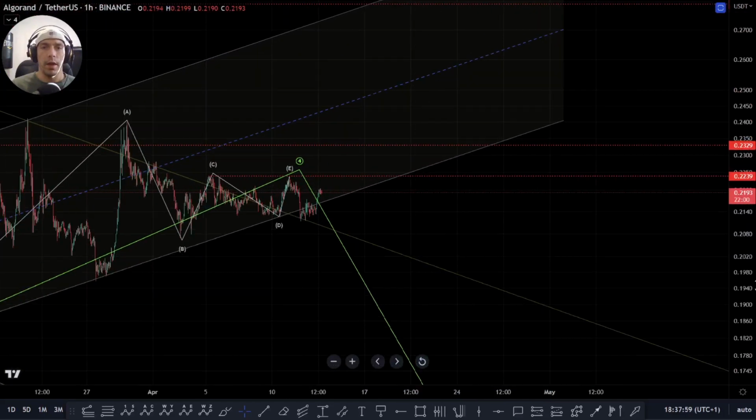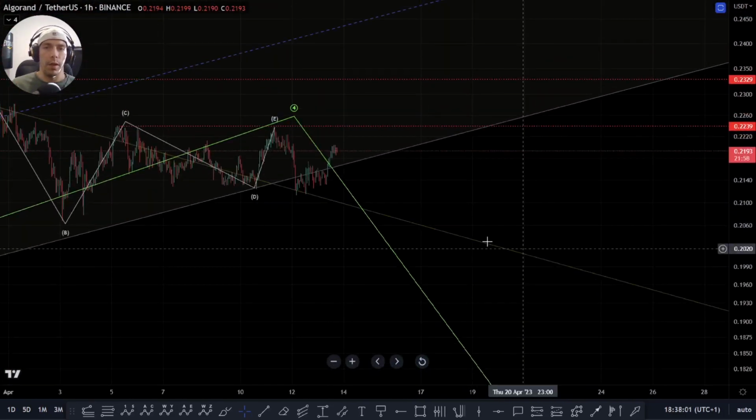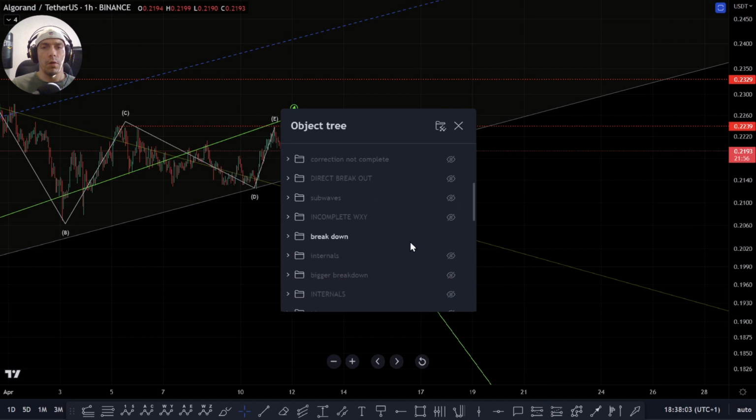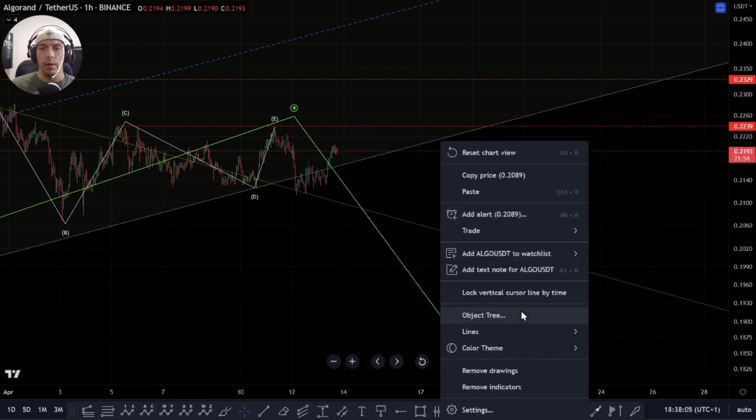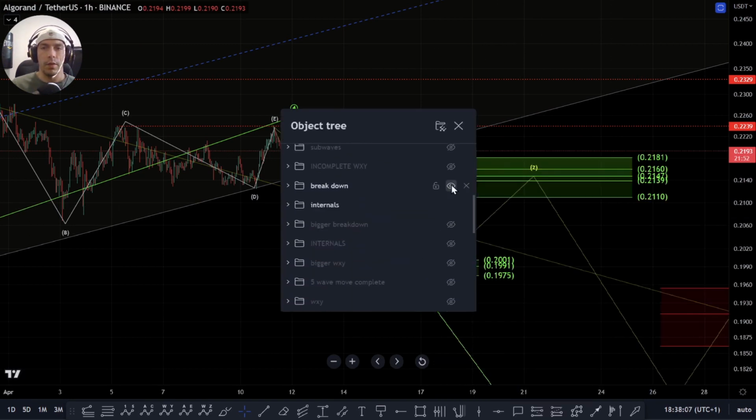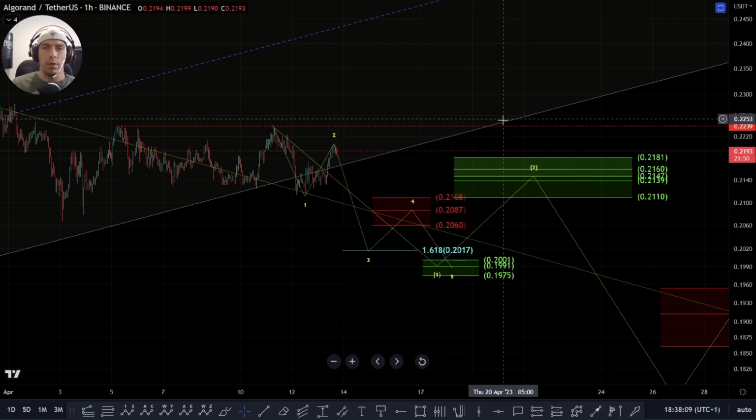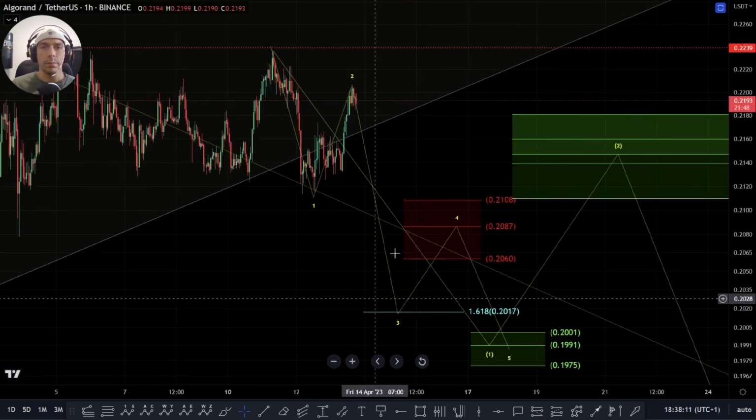So what would it look like if we were going to get a move like this play out? So we're going to discuss that now. So within this, what we would be looking for, it would be something like this to play out.